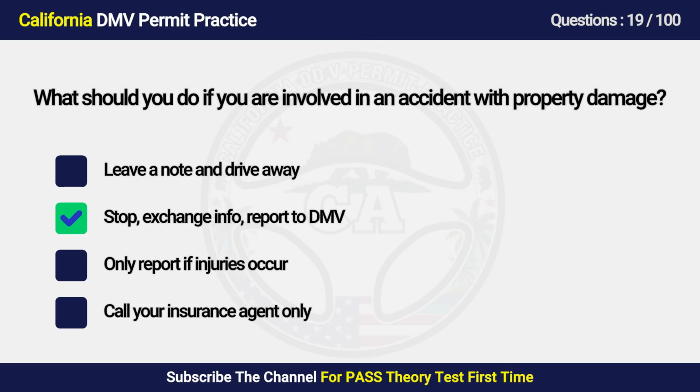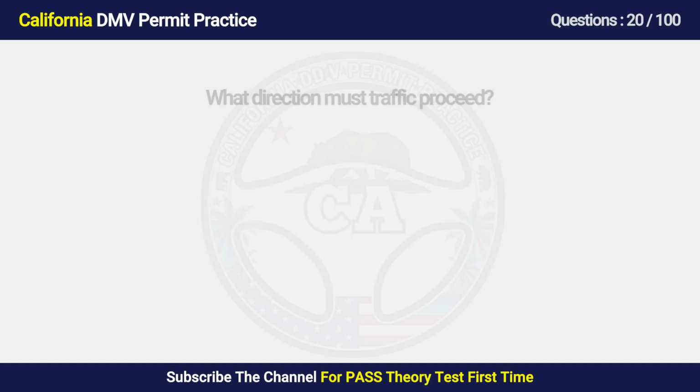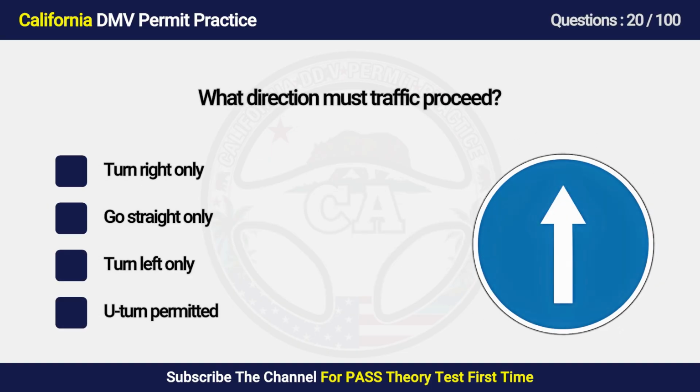Answer is B. Stop, exchange info, report to the DMV. If involved in an accident, you must stop, exchange information with other parties, and report it to the DMV within 10 days if the damage to any one person exceeds $1,000, or if anyone was injured or killed. Question 20. What direction must traffic proceed? A. Turn right only. B. Go straight only. C. Turn left only. D. U-turn permitted.